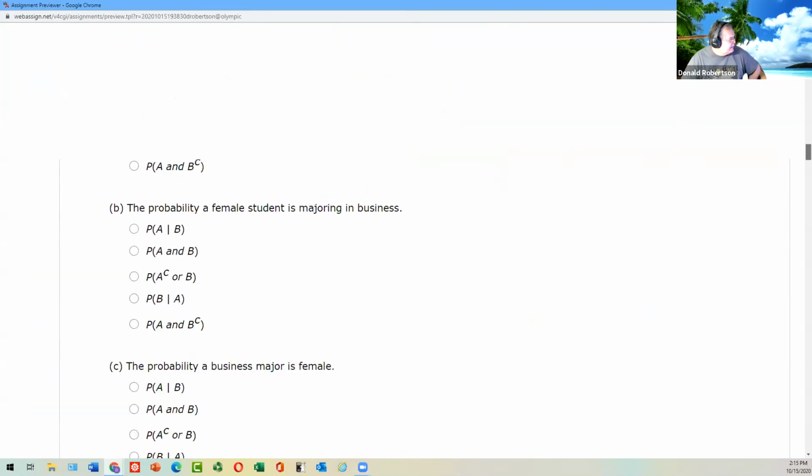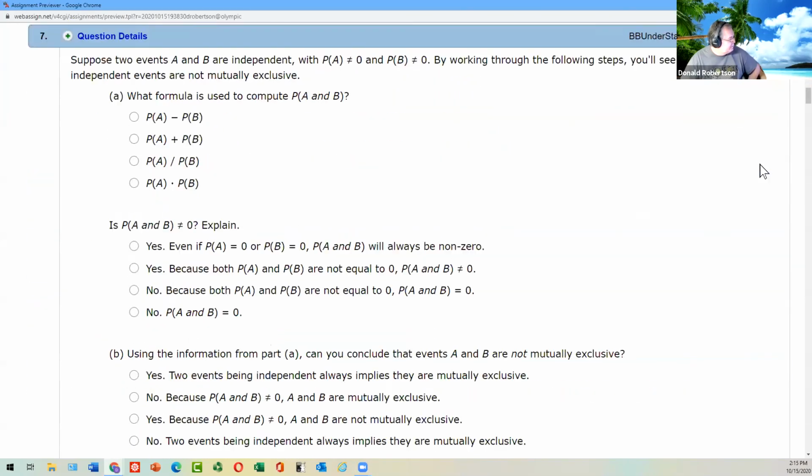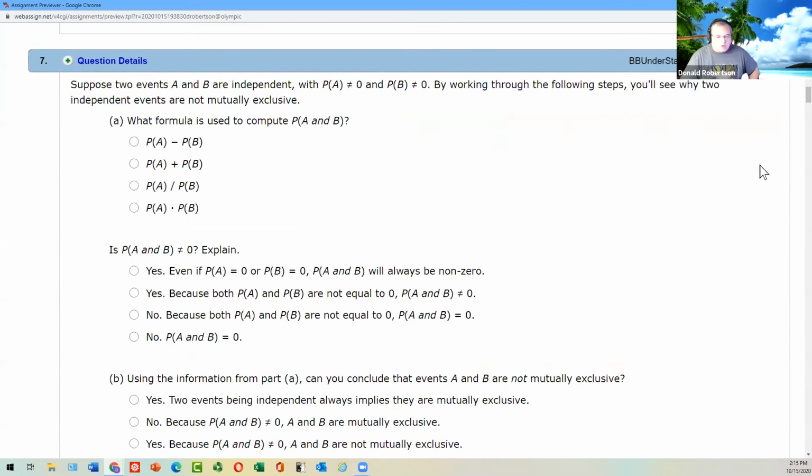And then up the top somewhere, if I can find it, we got a couple of questions to do with probabilities, mutually exclusive and independence, and complements. Okay, so here we go, question 7. Suppose two events A and B are independent and the probabilities of A and B are not 0. By working through the following steps, you'll see why two events are not mutually exclusive. What formula is used to compute A given B? So they're telling you what you're going to do.